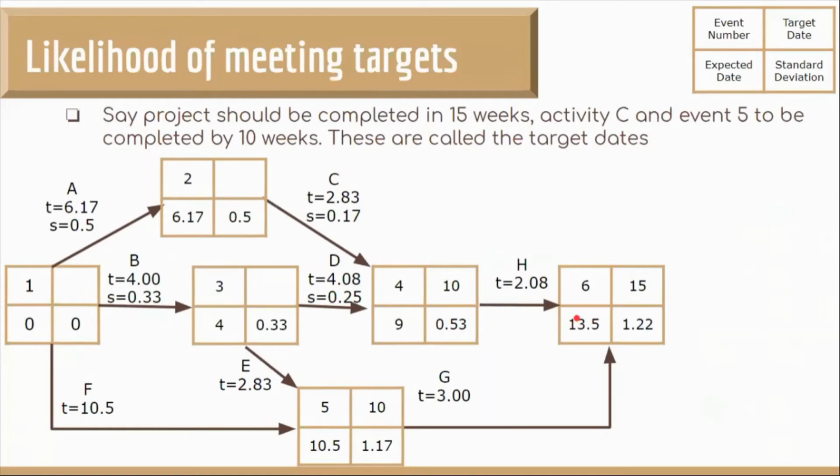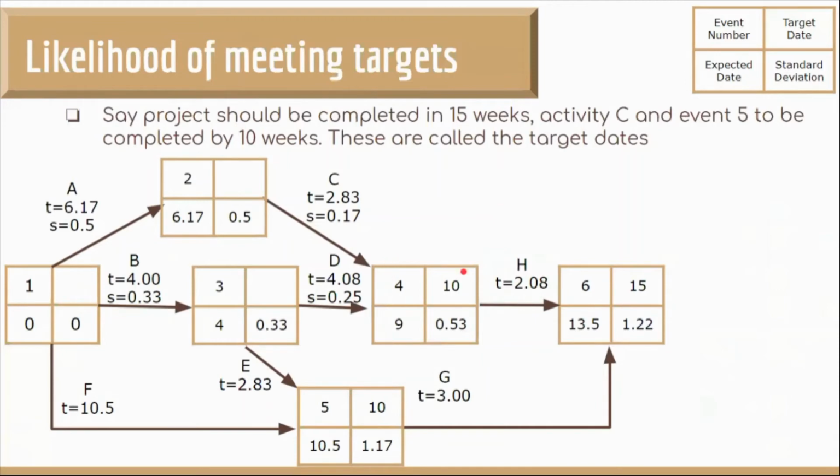Next up, we have the likelihood of meeting targets. Here we are considering that the entire project will be completed within 15 weeks. That means the target date of event number 6, which is the final event, will be 15.